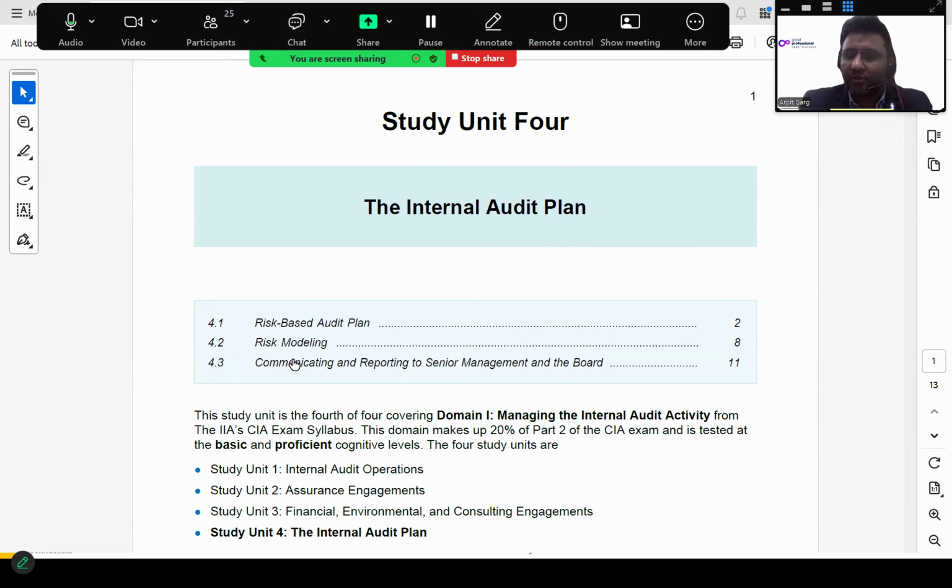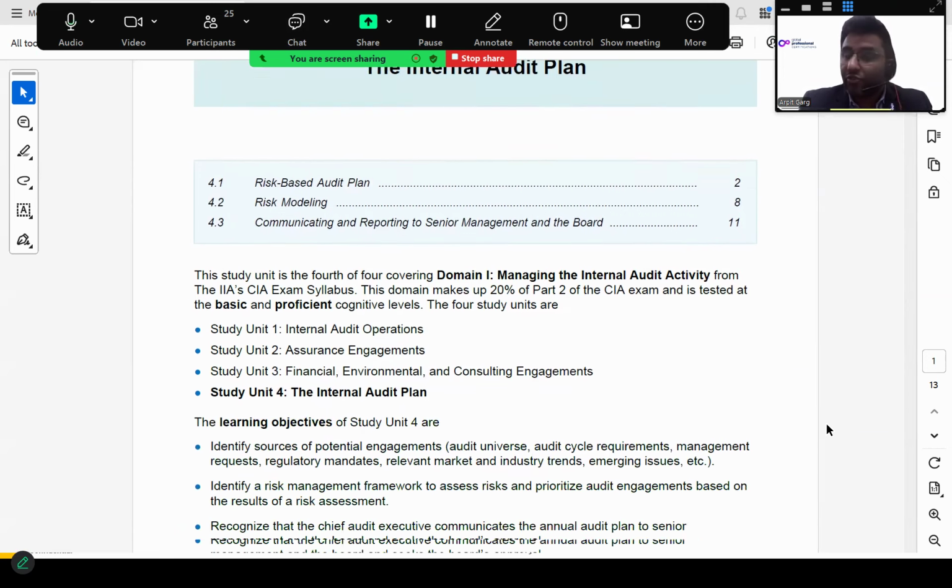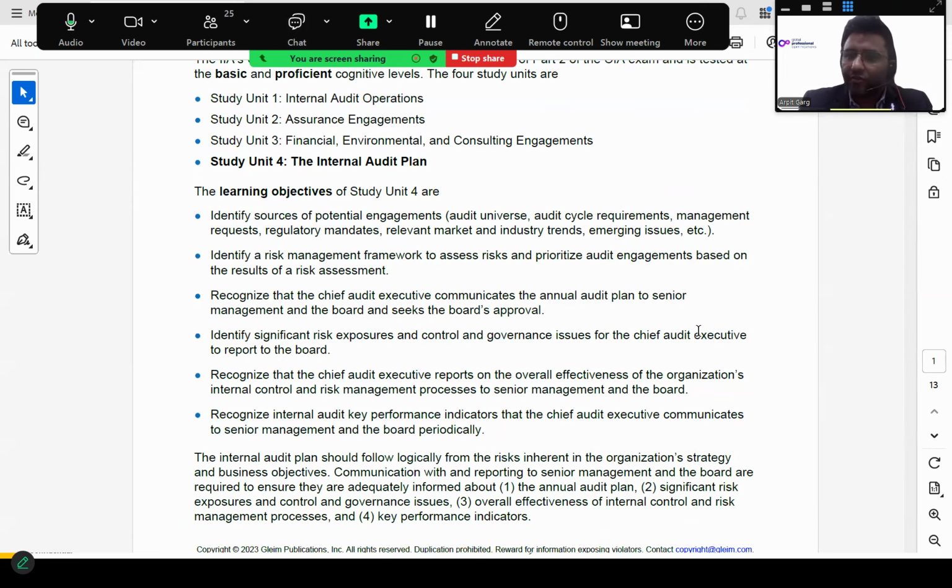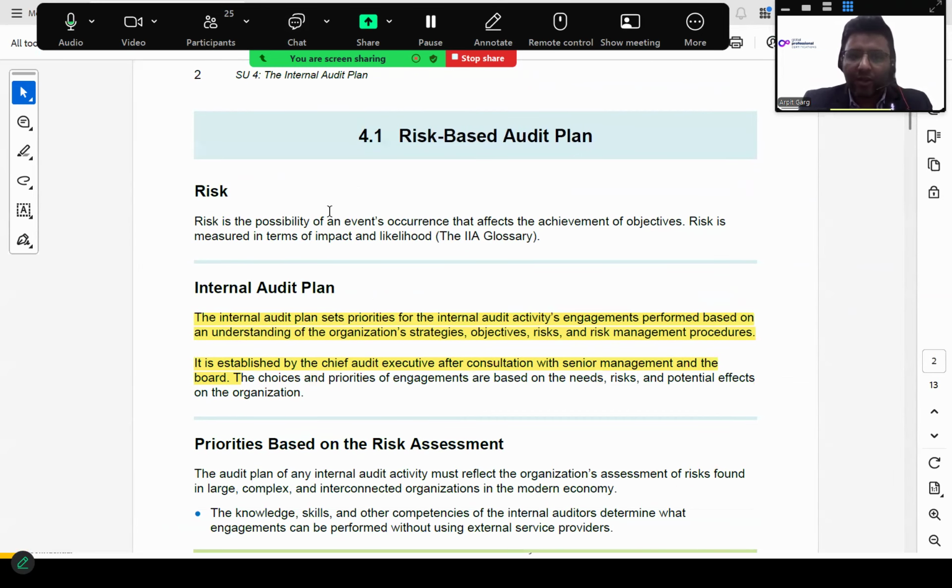So the engagement plan, the three subunits that we spoke about last unit of domain one. Learning objectives, you already know. Let's start with the risk-based audit plan. So people, we all know what is risk. Risk is the possibility of an event occurrence that affects the achievement of objectives. It is measured in terms of impact and likelihood.